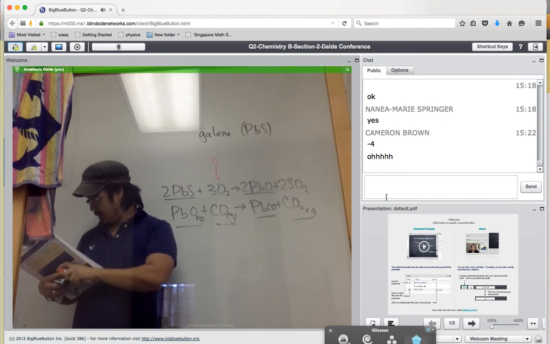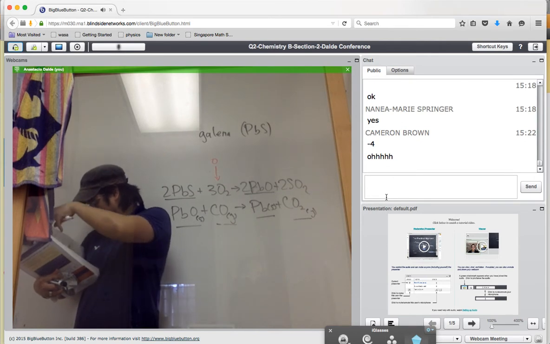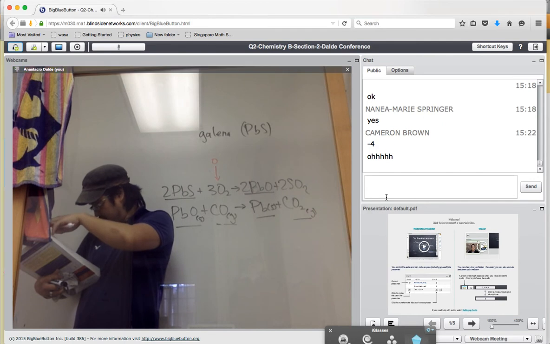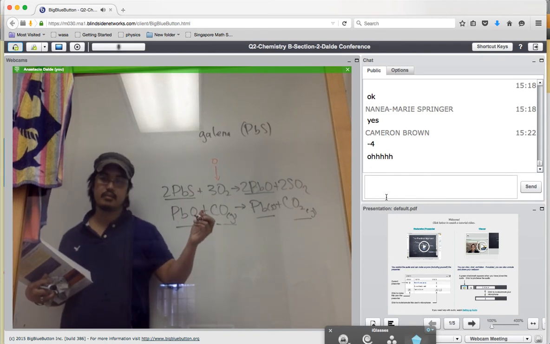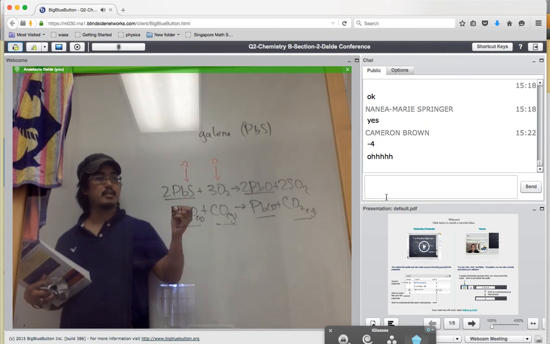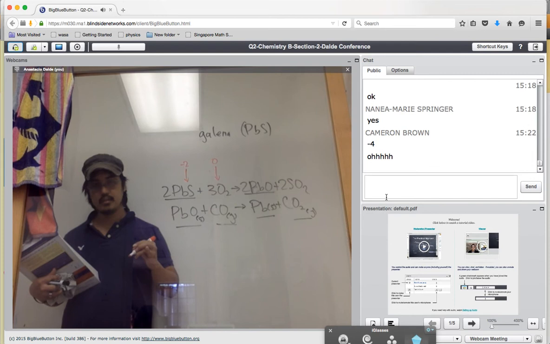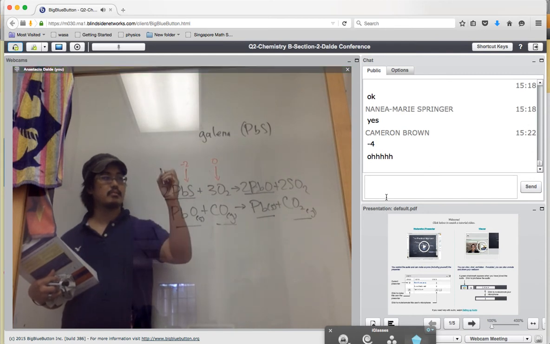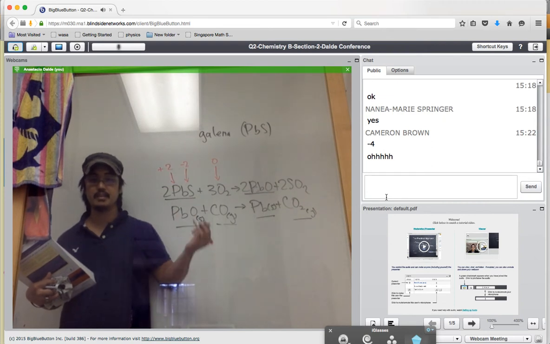What can I say about the oxidation number of S? What are my rules for S? Sulfur often has a charge of -2. So I'm going to say that the oxidation number of this is -2. What is the oxidation number of Pb then, if that's the case? Positive 2. There's only one S, one Pb to balance it out. Does that make sense?